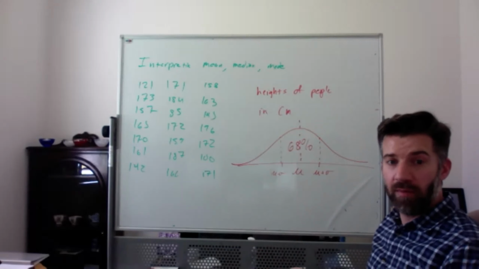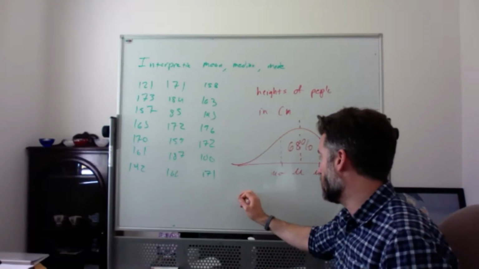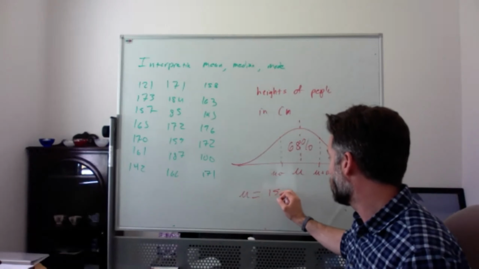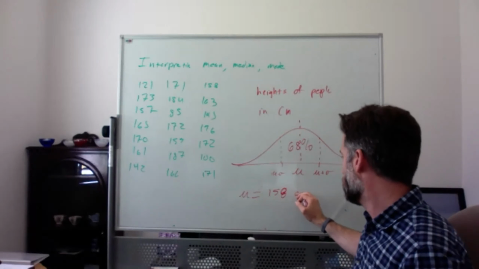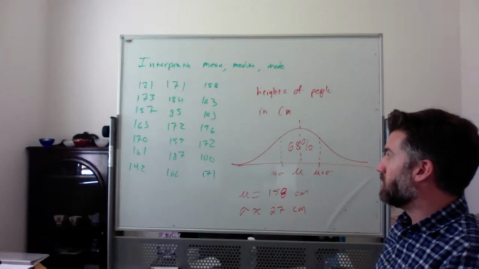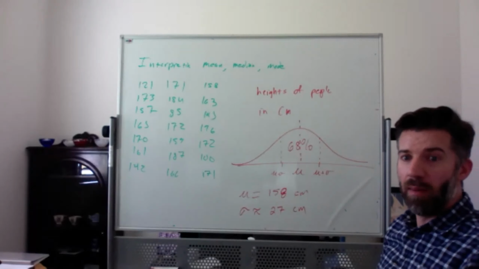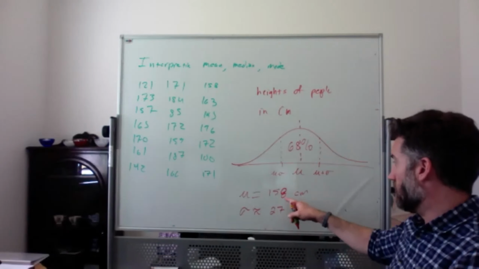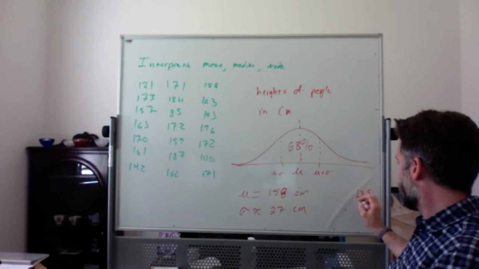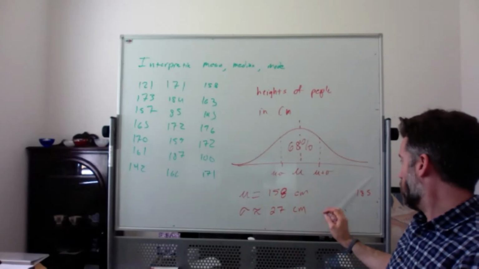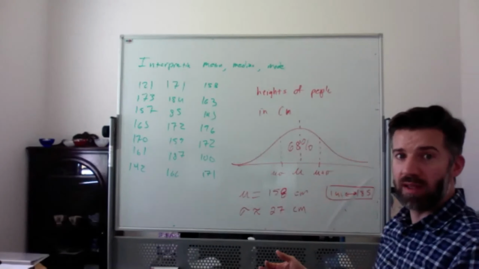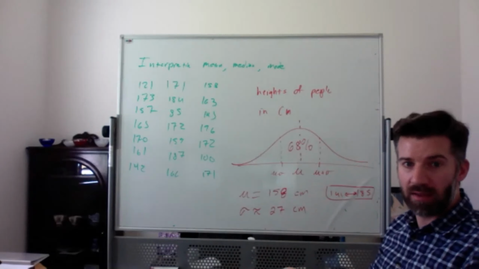So using that information here, I would say, okay, my mean was 158 centimeters. That's an 8, by the way. My standard deviation is about 27 centimeters. And so what I'm saying with this is that about 68% of the data is within 158 plus 27, so that's 185, and 158 minus 27, which is 141. So from 141 to 185, we would expect there to be about 68% of the data.